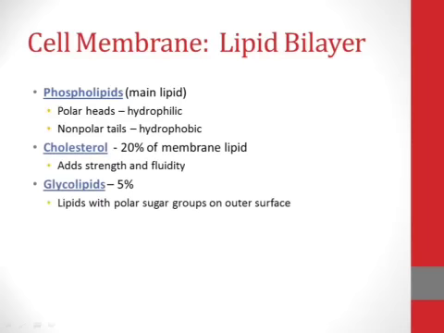Okay, so for the cell membrane itself, we know from lab, it's phospholipids primarily. That's what makes up the lipid bilayer. It's two layers of phospholipids. That's why we call it a bilayer. It's set up such that the nonpolar tails will be next to each other, making up the thickness of the cell membrane. Right? And the polar heads, these are phosphate heads, as we learned in lab.